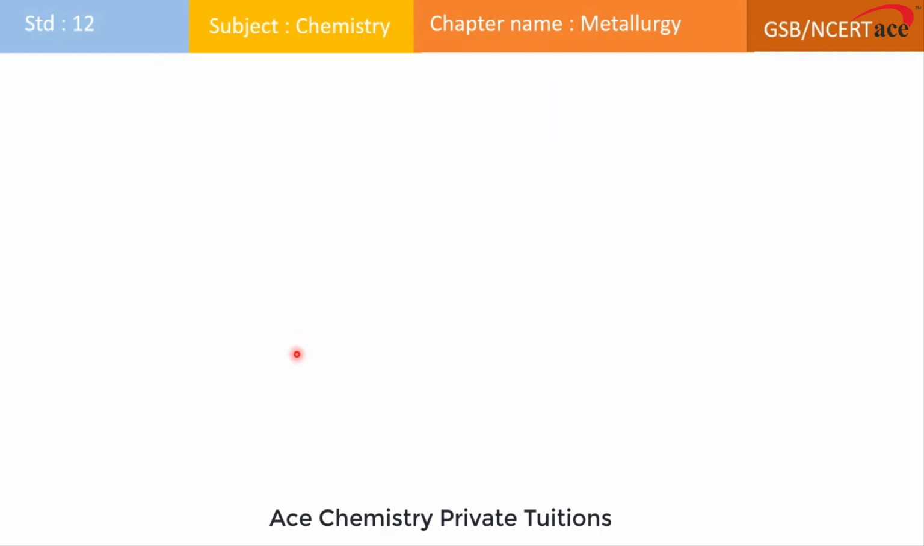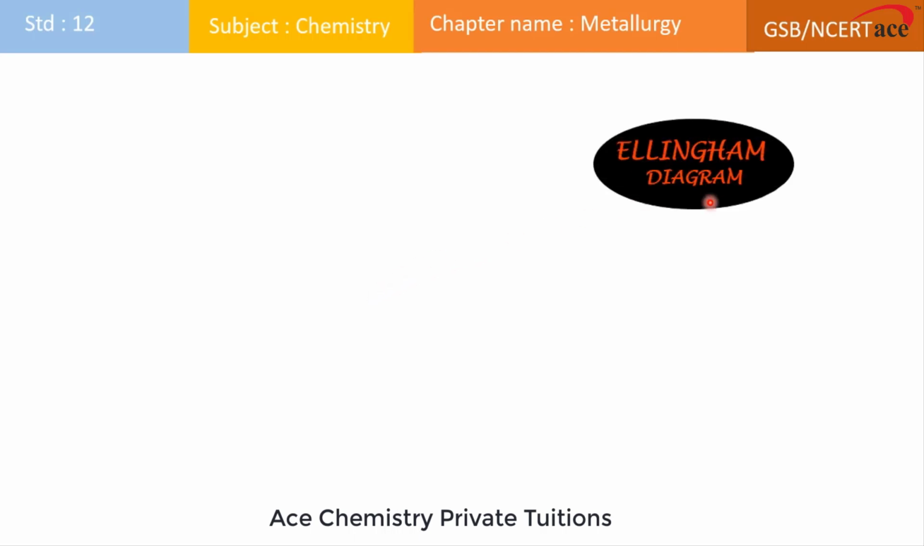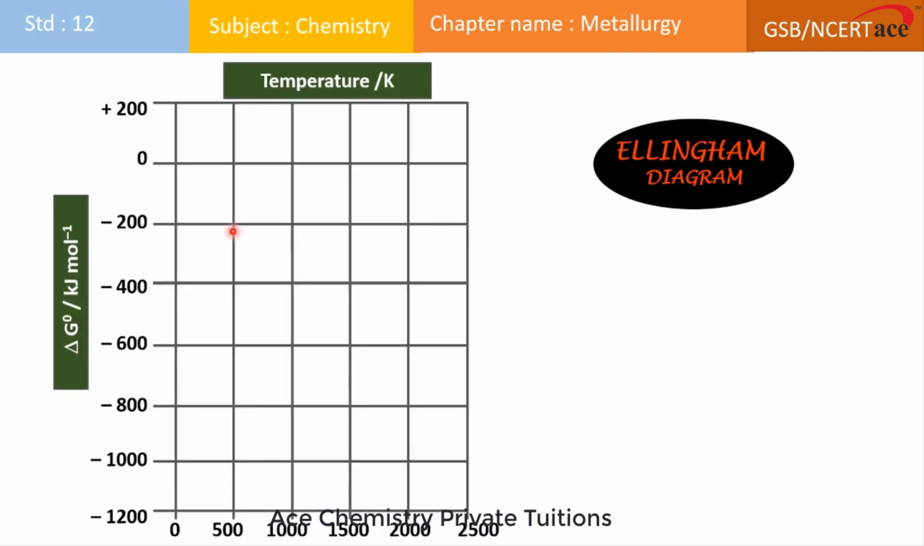So the stability of the oxides of the reducing agent as well as the stability of the metal oxide can be decided on the basis of the value of delta G. And these delta G values with respect to temperature, since they depend upon the temperature, can be explained on the basis of one plot or graph which we refer to as the Ellingham diagram. The Ellingham diagram is basically a graphical representation, a plot between delta G value and the temperature on the Kelvin scale.